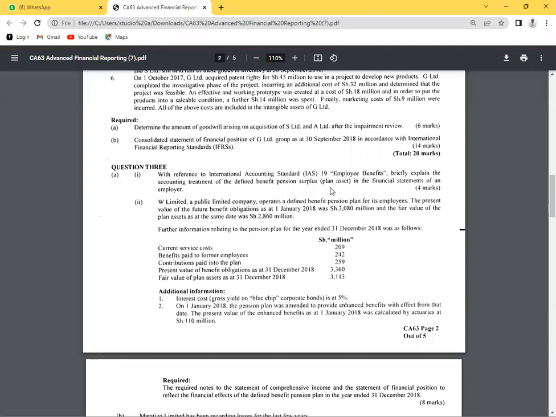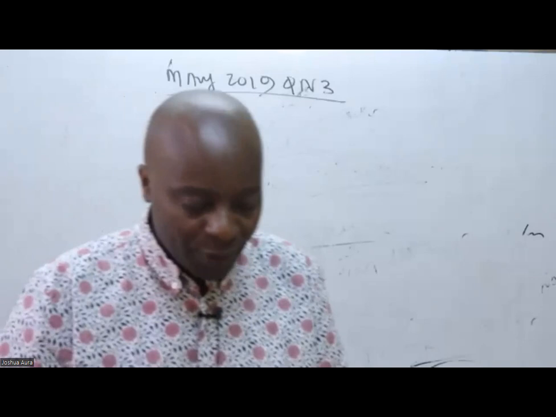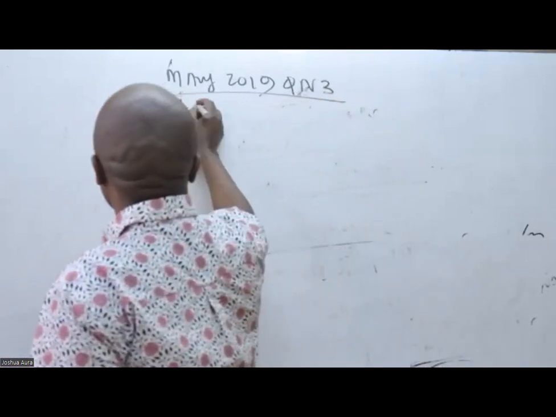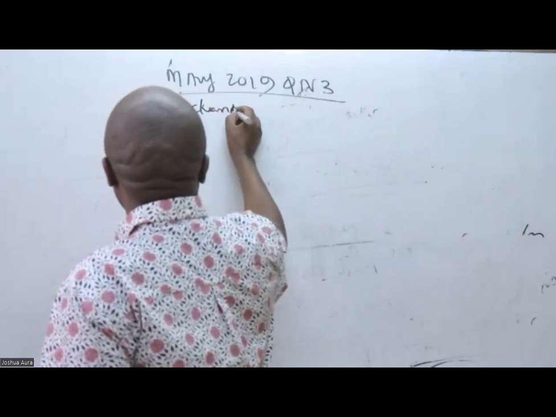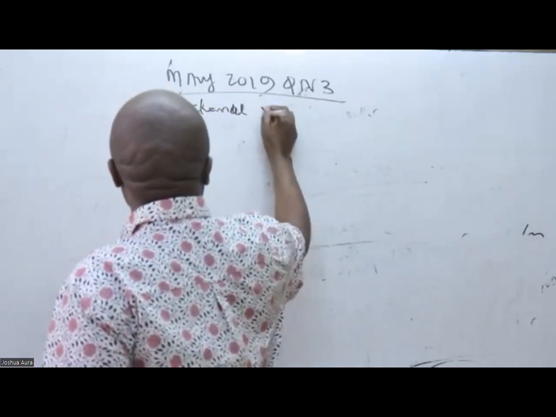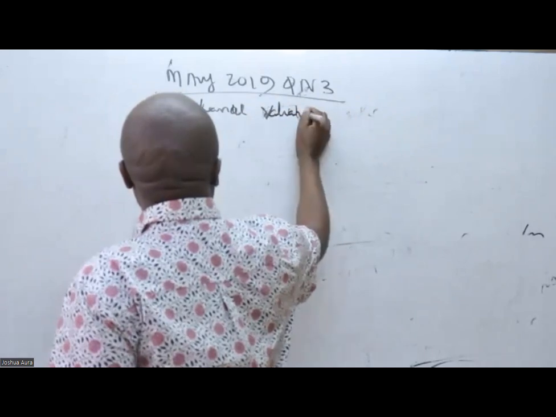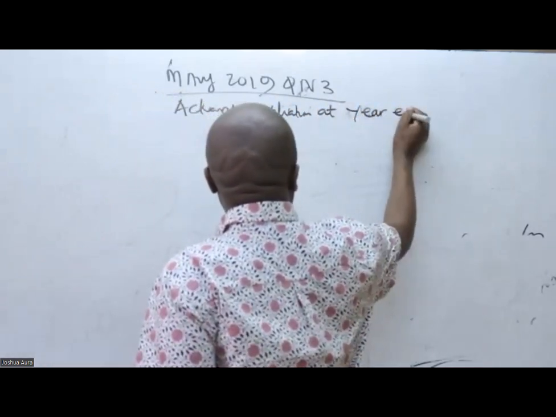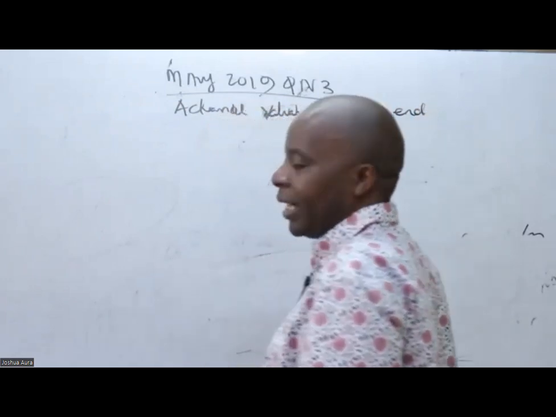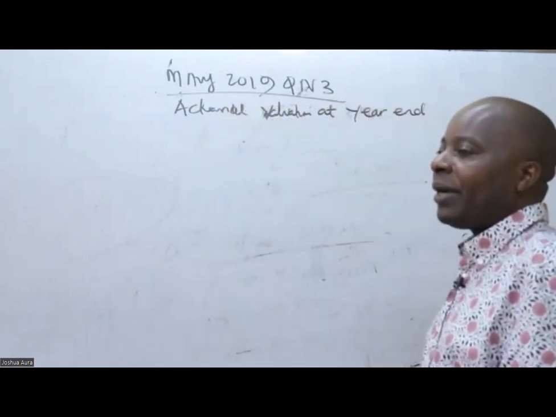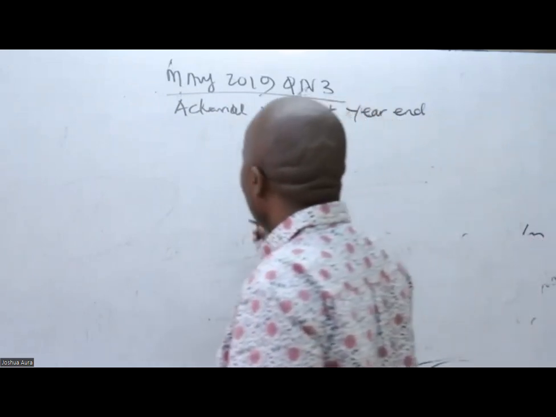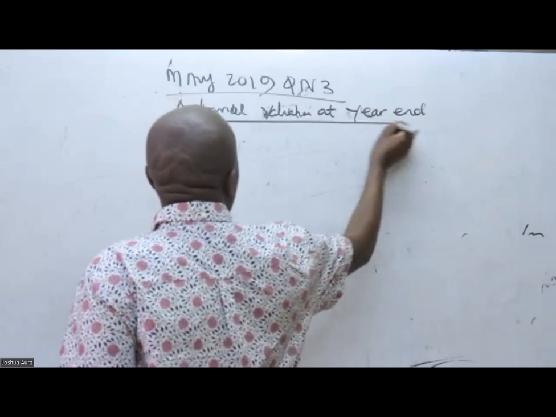We are simply, ladies and gentlemen, required here to look at the actuarial valuations at year end. And remember, this actuary will come and value 2 things. Which are these 2 things? So we have in this case the plan asset.